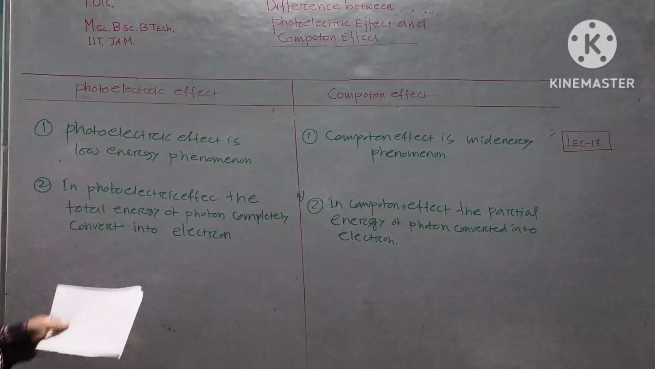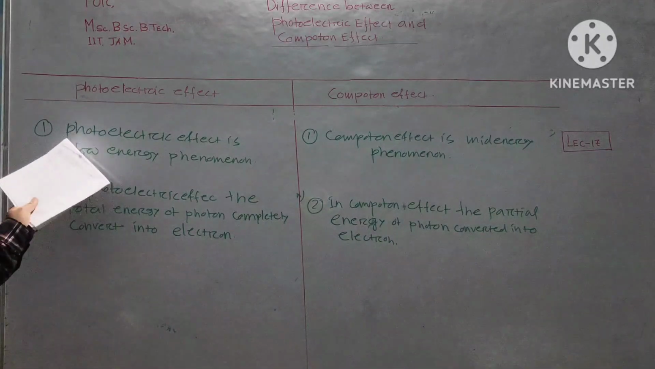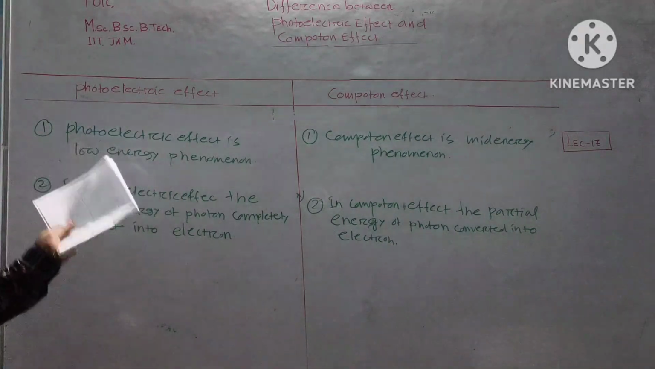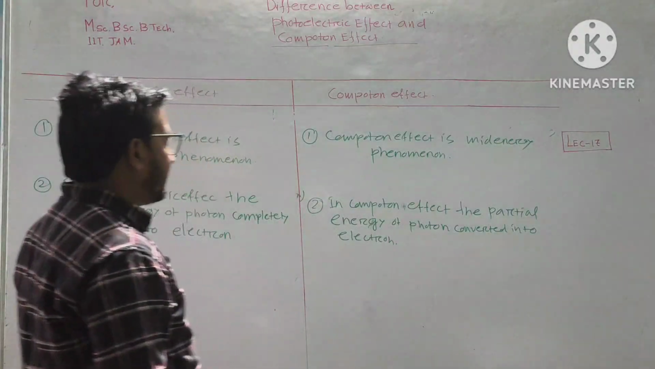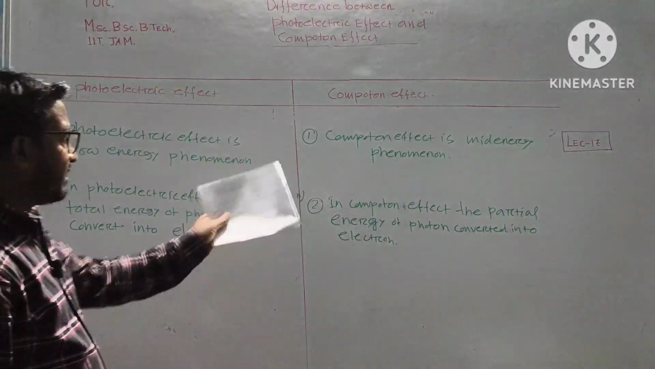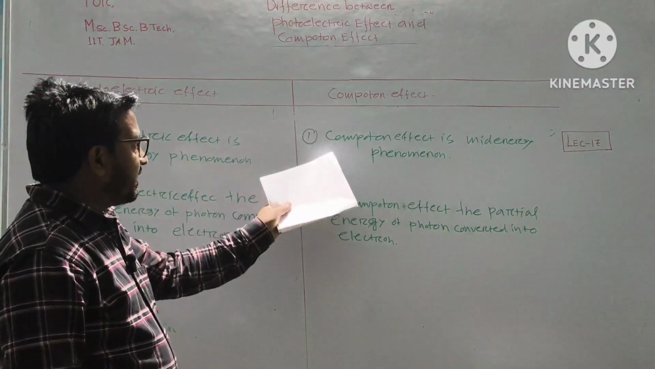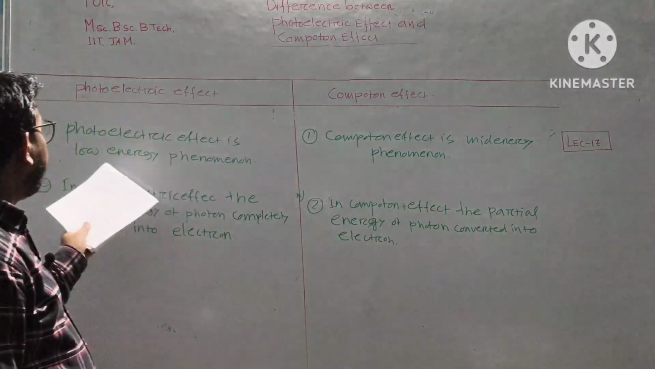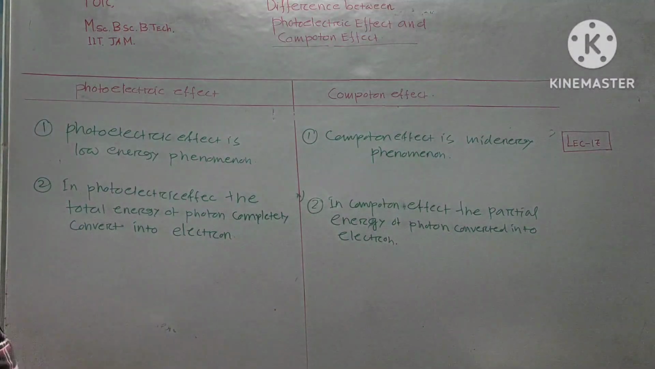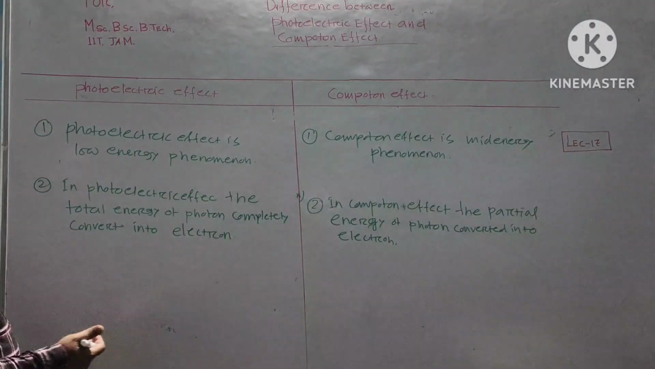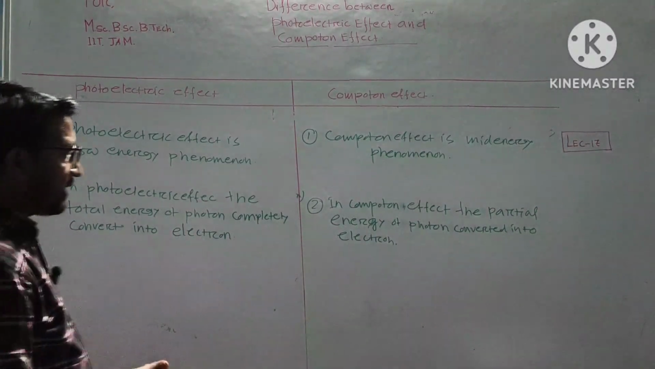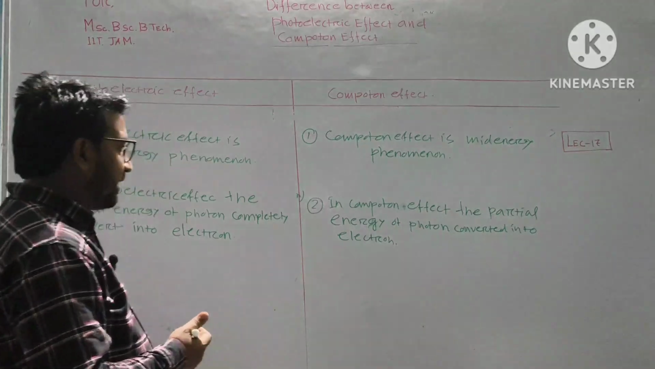So the first difference: the photoelectric effect is a low energy phenomenon. That means low energy is required for the photoelectric effect, and the Compton effect is a mid energy phenomenon. So it is clear that the required energy of the Compton effect is greater than the required energy of the photoelectric effect. And the second difference: in the photoelectric effect, the total energy of the photon is completely converted into the electron. In the Compton effect, the partial energy of the photon is converted into the electron.